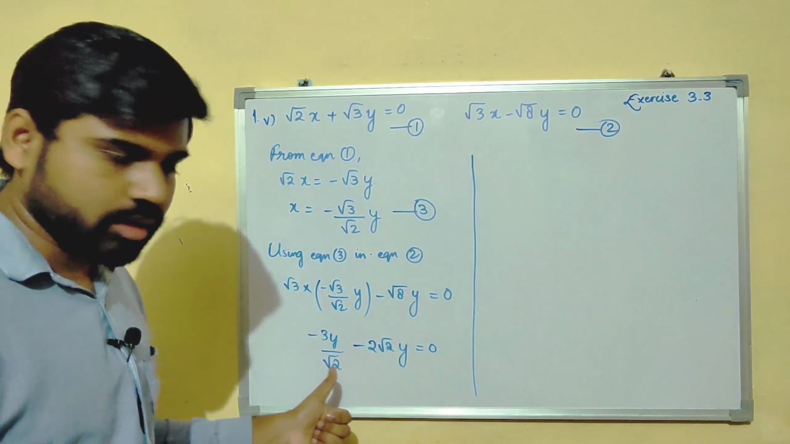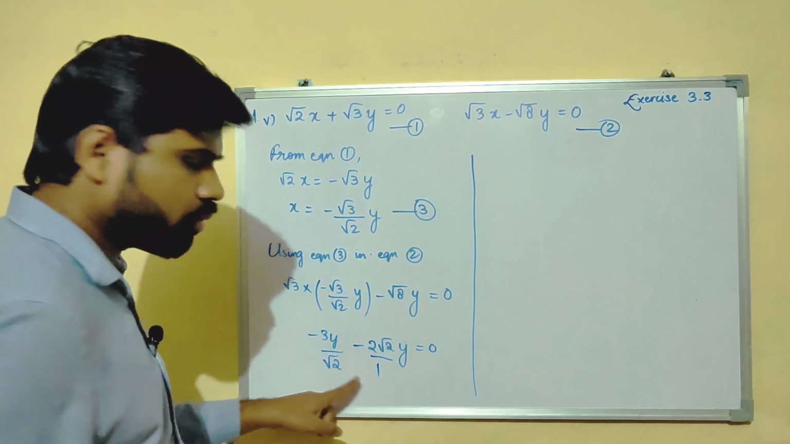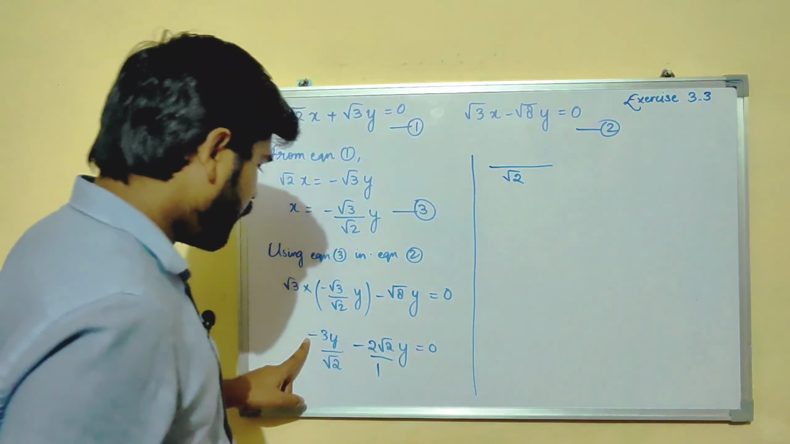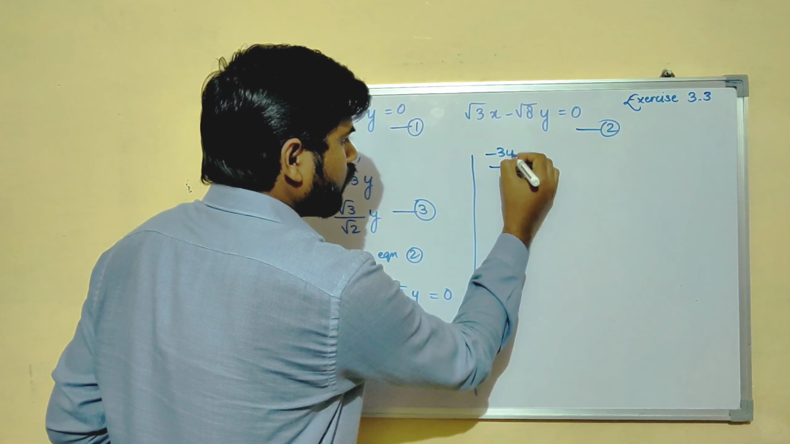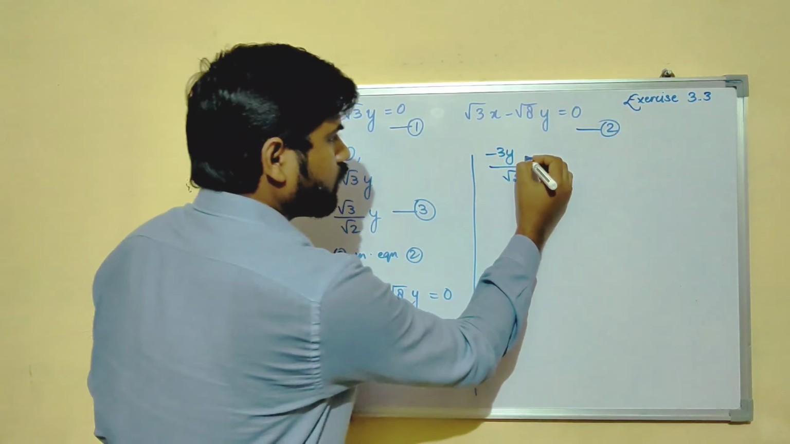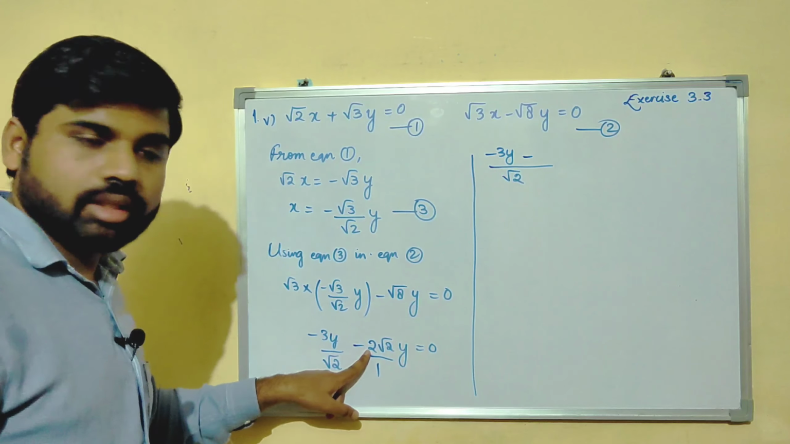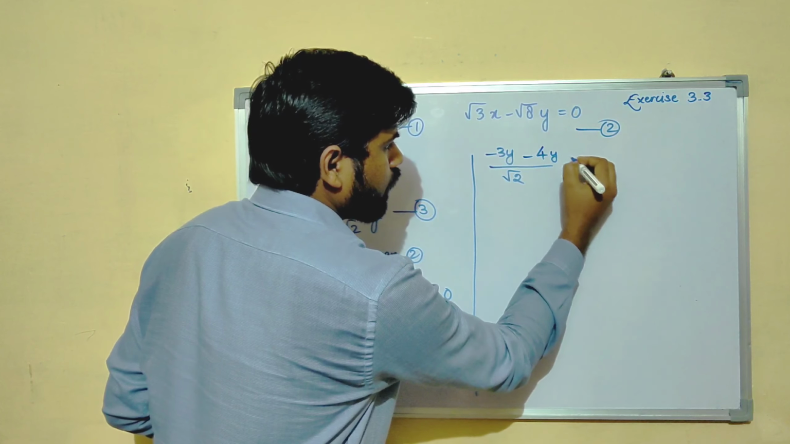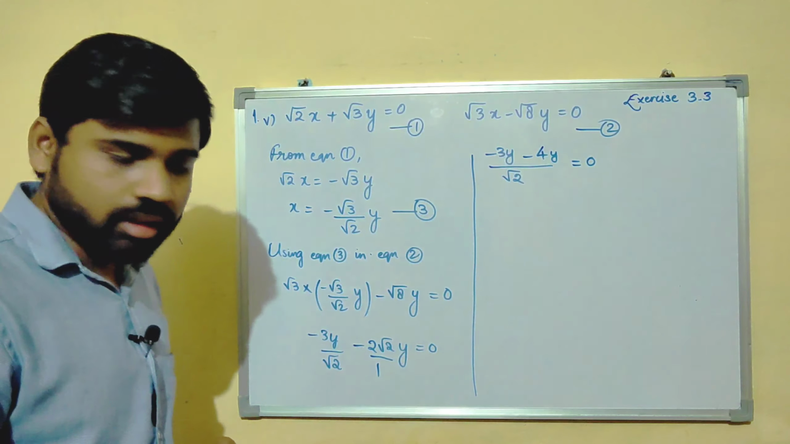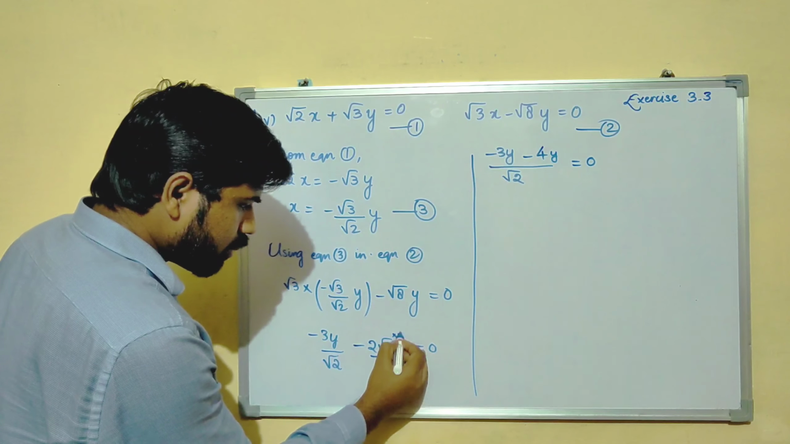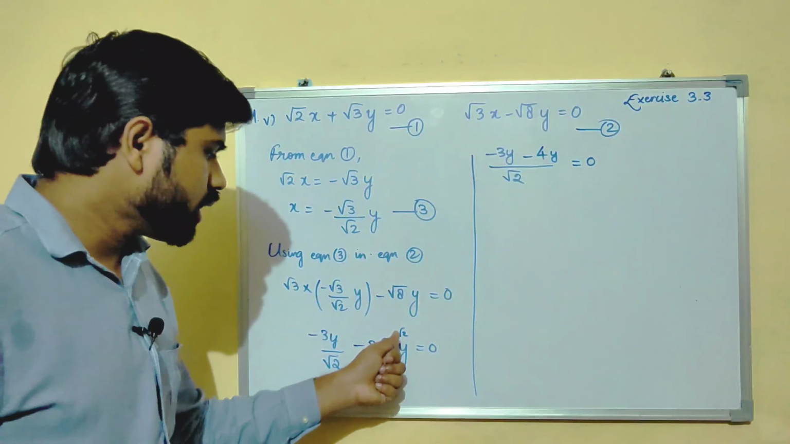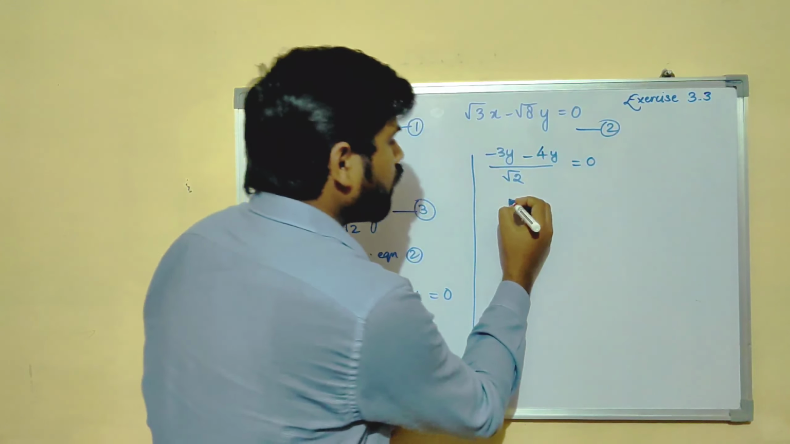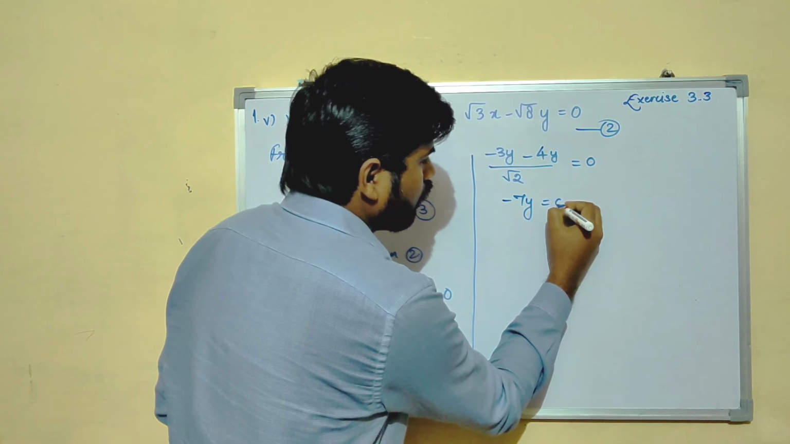Now let us take the LCM. Root 2 will be the LCM here. So root 2 and minus 3y here, then minus, you will multiply the numerator by root 2. You will get 4y equals to 0. Is that clear? See, here you will multiply root 2. Then only you will get root 2 is 2. 2 times 2 is 4.